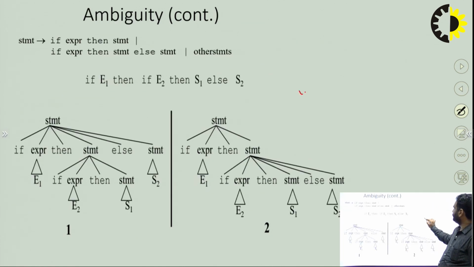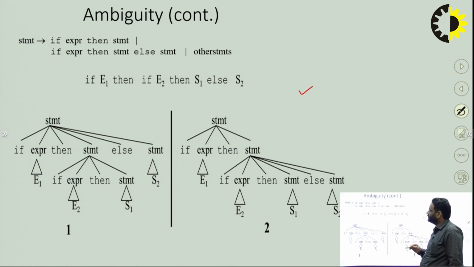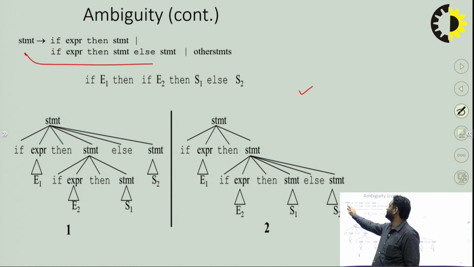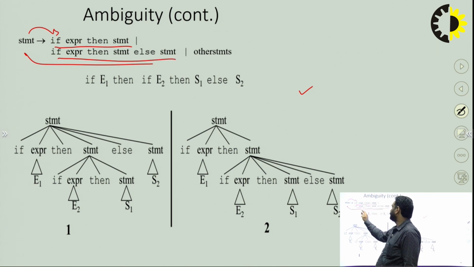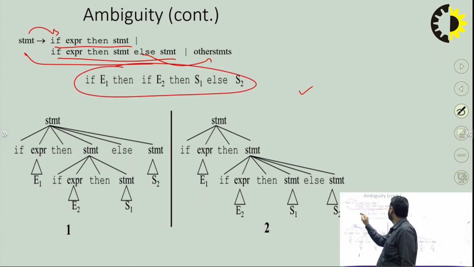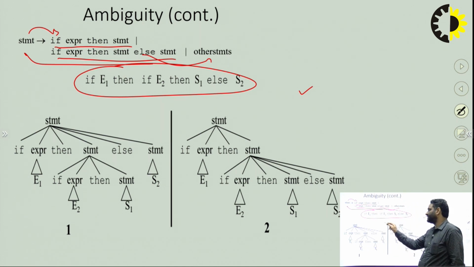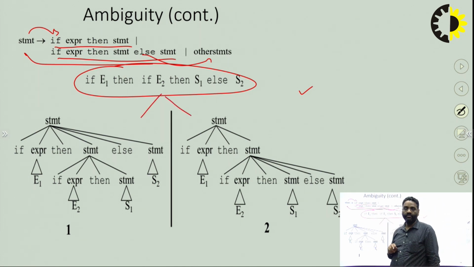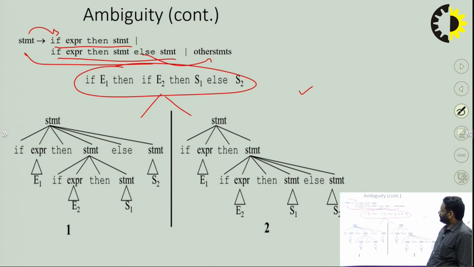This is a very well-known example. It is our CFG. The first production rule is statement gives if expression then statement. The second is statement gives if expression then statement else statement. This is our second production rule. And the third is statement gives other statement. And suppose this is the given string. This given string can be obtained by means of two parse trees. So this CFG is ambiguous. Clear?